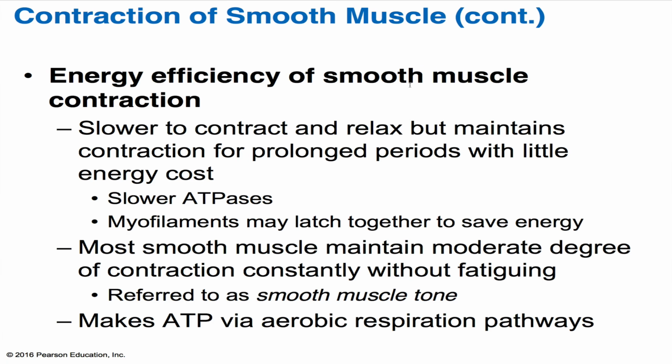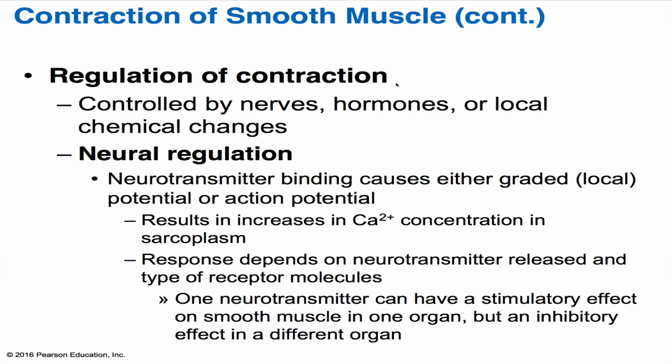In addition, the myofilaments in smooth muscles may also latch together to save energy. The smooth muscle in small arterioles and other visceral organs routinely maintains a moderate degree of contraction that we call smooth muscle tone, and this happens day in and day out without any fatiguing taking place. Typically, enough ATP is made via aerobic pathways to keep up with the demand. The contraction of smooth muscle can be regulated by nerves, hormones, or local chemical changes. So let's take a look at these in detail now.